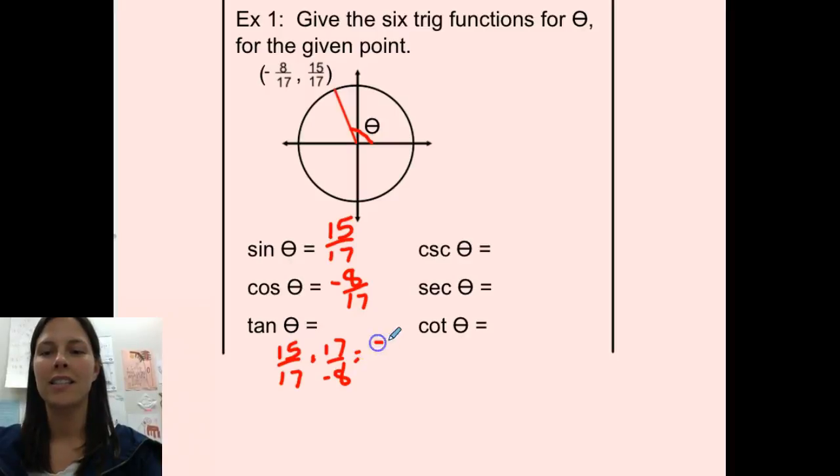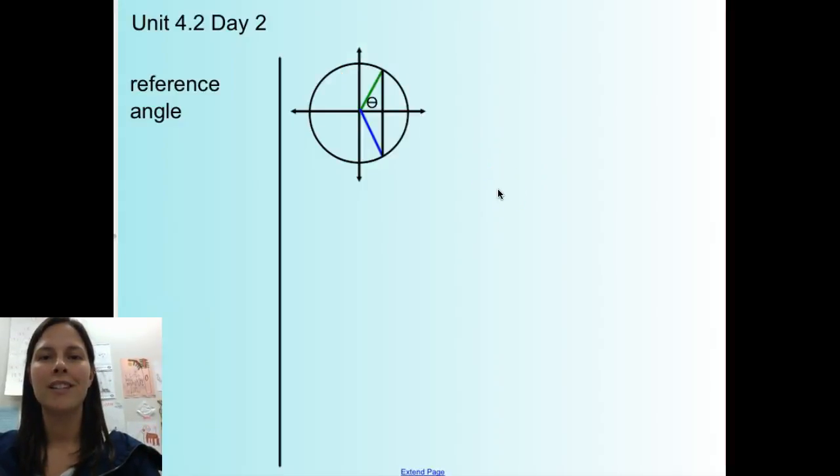The 17s cancel, leaving us with negative 15/8. Those reciprocal functions: cosecant is the reciprocal of sine, secant is the reciprocal of cosine, and cotangent is the reciprocal of tangent. A reference angle is a first quadrant angle that makes the same angle of rotation with the x-axis.